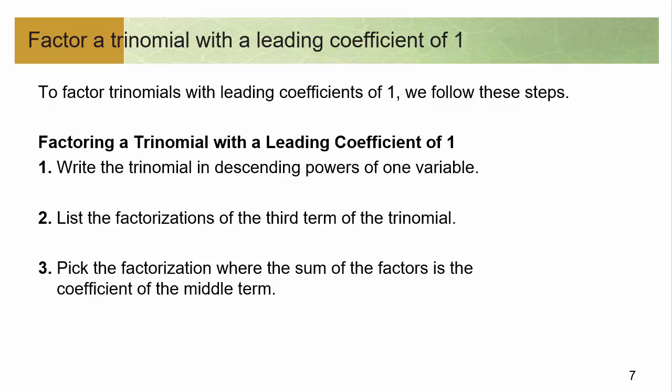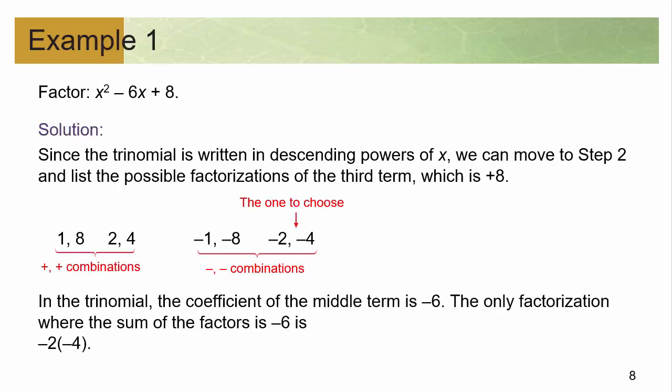So to sum it up, if you're factoring a trinomial and the leading coefficient is a 1, you follow these steps. First, you write the trinomial in descending order. As I talked about, you should always have your polynomials in descending order of power. So highest power first, then next power, and then down to the constant. List the factorizations of the third term of the trinomial, i.e. take the constant term and list all the factor pairs. Something times something equals that number, something times something equals that number, list them all out. Pick the factorization where the sum of those two numbers is the same as the coefficient of the middle term. And then Bob's your uncle, you're done.